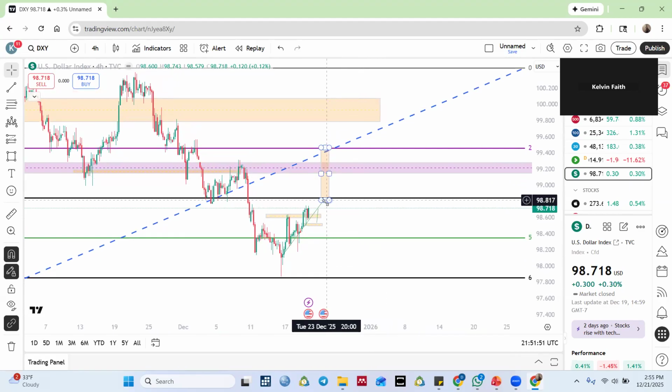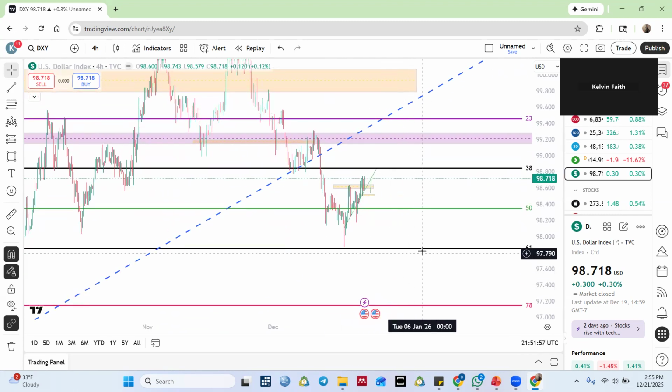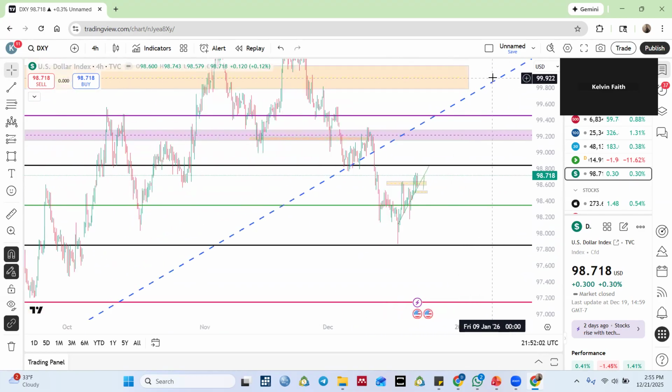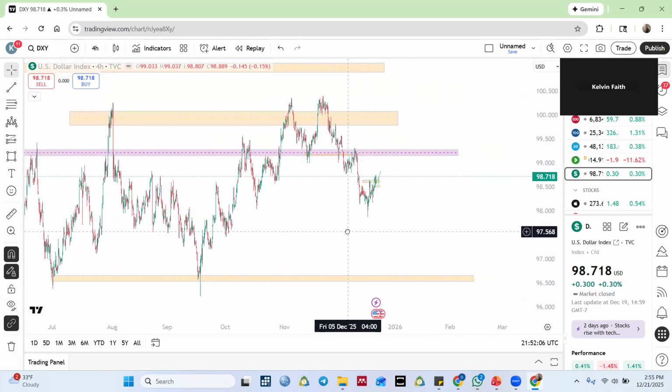Okay? 61, 38, 23. So these are the two options. From here, it should drop back to 78 and go down. So that's one insight I can share with all of you.